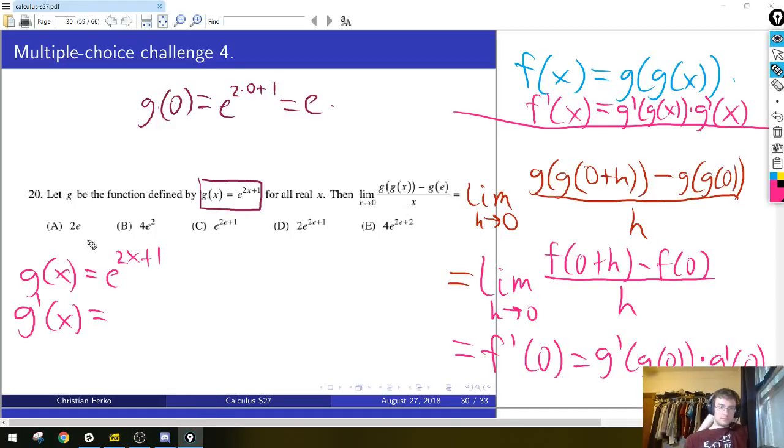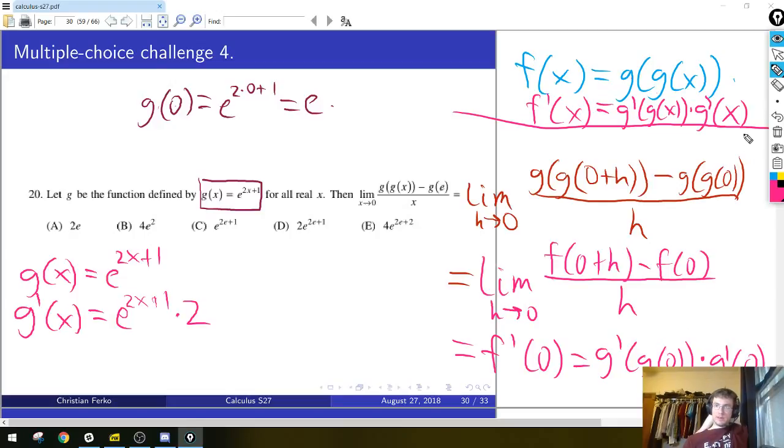Outer function is e to the power of x, inner function is 2x plus 1. So we're going to have e to the power of 2x plus 1 times 1? No, excuse me, 2. 2, good. So that's g prime. That's all we need to evaluate this.